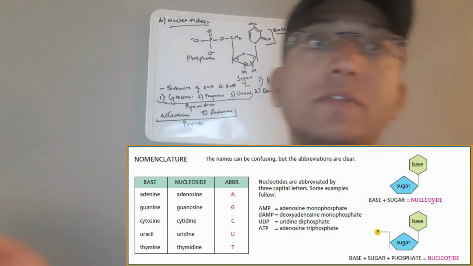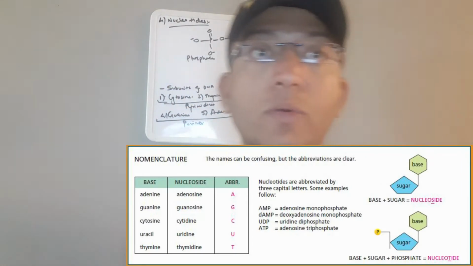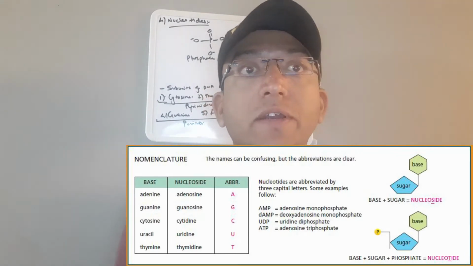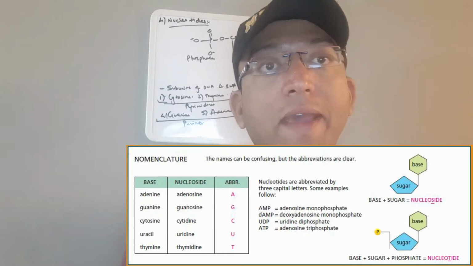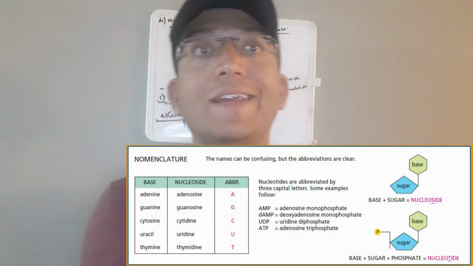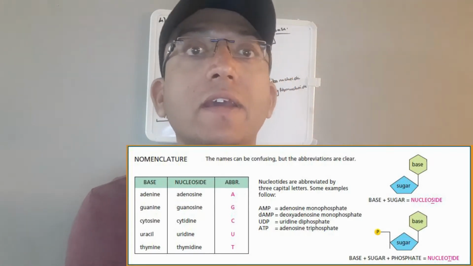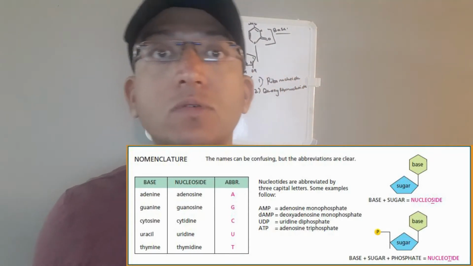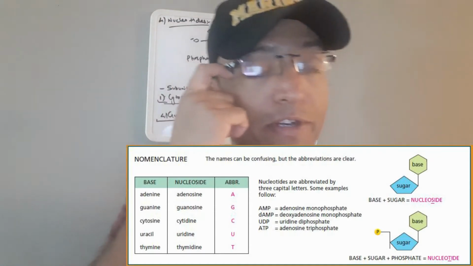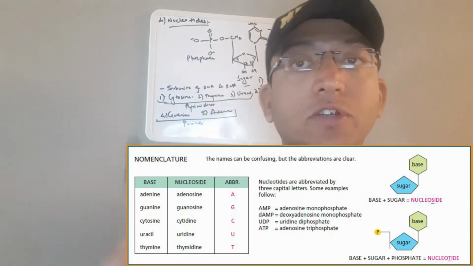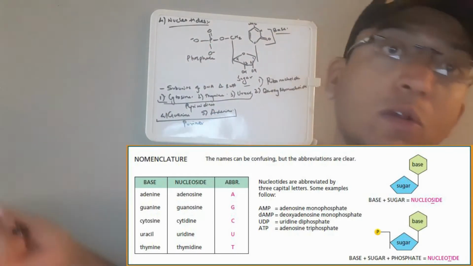That is the nucleoside, as you can see on your screen, and it has the abbreviations A, G, C, U, and T. AMP means adenosine monophosphate, dAMP means deoxyadenosine monophosphate, UDP means uridine diphosphate, and ATP means adenosine triphosphate. As in the picture, base plus sugar is a nucleoside, but base plus sugar plus phosphate is a nucleotide.